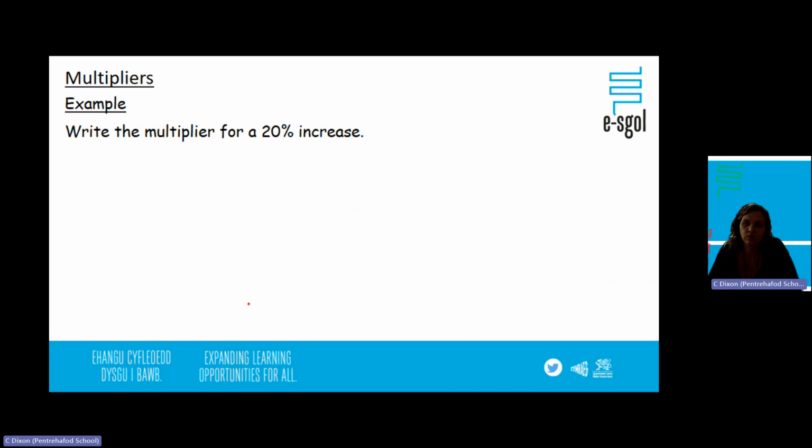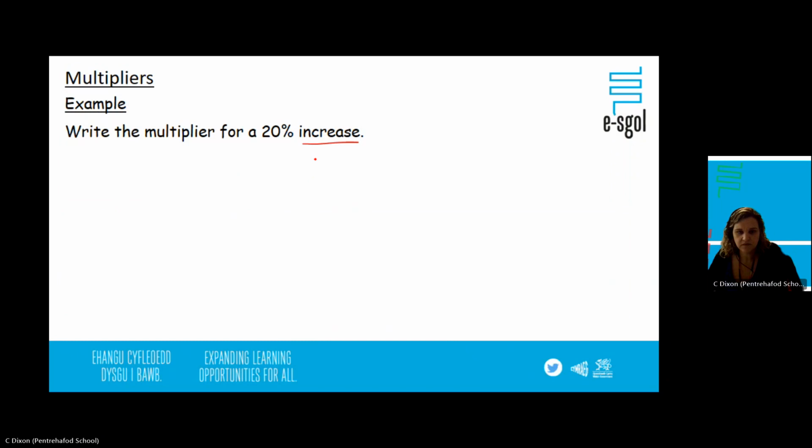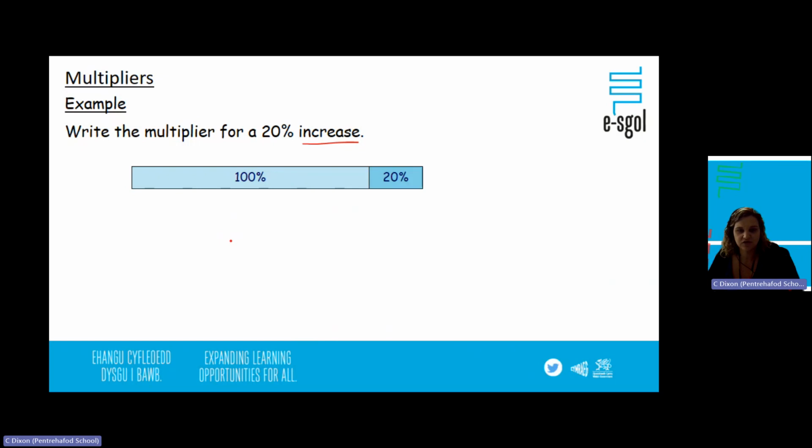So a multiplier is what we can multiply the original quantity by without having to do all the dividing by 100 and adding it on and working out that type of thing. Okay, we can do this quite quickly. So if we think of this, because this is an increase, if we think about our success criteria, we started with 100%. Okay, so this 100% is our whole amount, and then we're going to add on our increase. So 100% is the entire thing that we started with, but we're going to add on another 20%. So we've actually now got 120%.